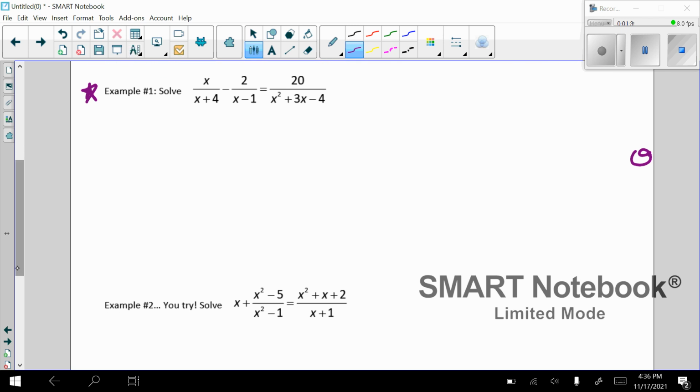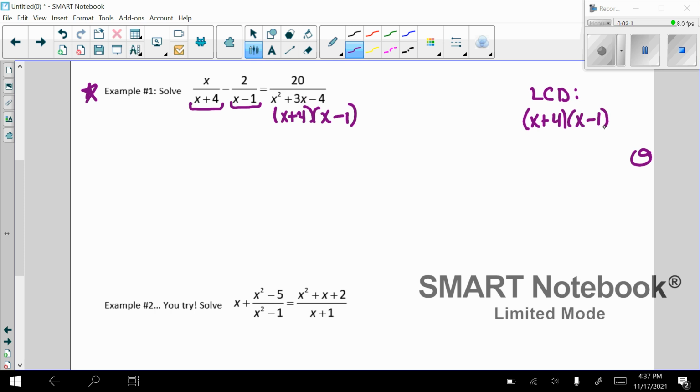Okay, so the first thing we're going to do is factor this denominator because these two are already all set. So when we factor this, you should easily get x plus 4 times x minus 1. And if you notice, what we have here is x plus 4 and x minus 1. So the least common denominator will be x plus 4 times x minus 1.